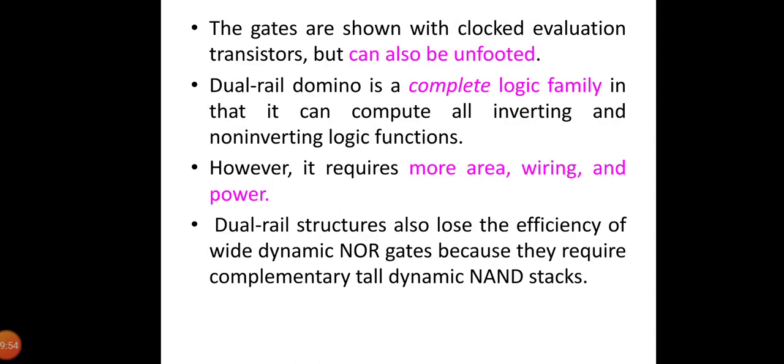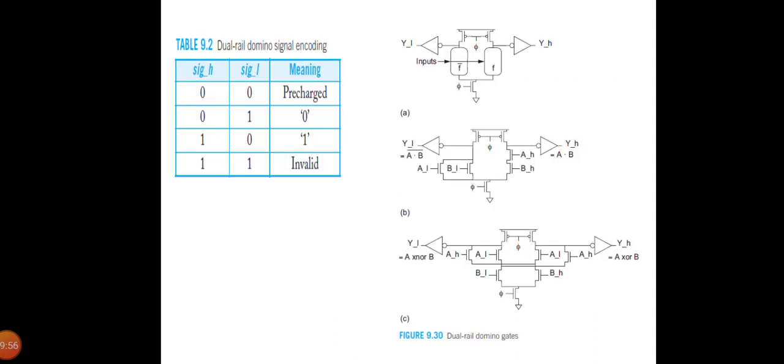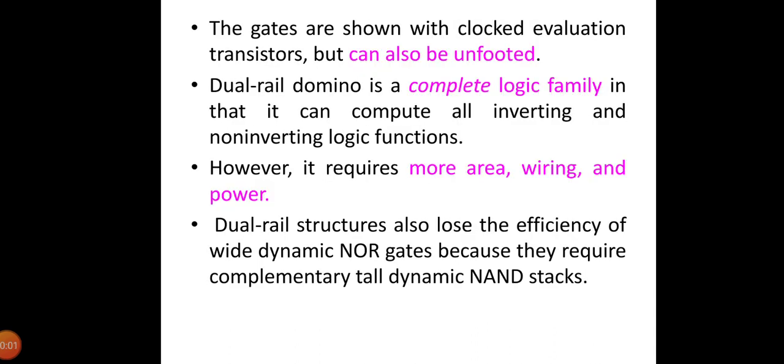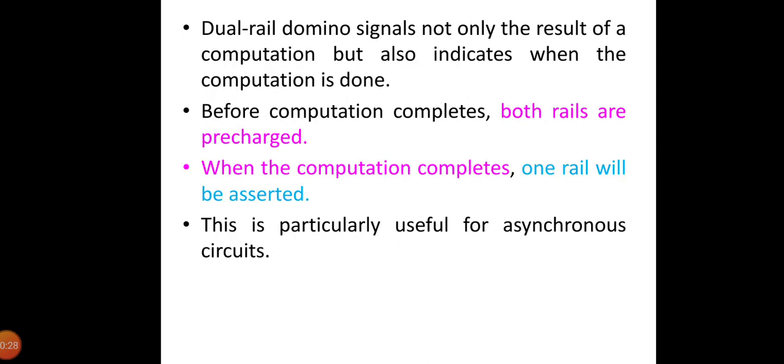So what you see here is the diagram of dual rail AND/NAND and XOR/XNOR gates. The gates are shown with clocked evaluation transistors but can also be unfooted. Dual rail domino is a complete logic family in that it can compute all inverting and non-inverting logic functions. However, it requires more area, wiring and power. Dual rail structures also lose the efficiency of wide dynamic NOR gates because they require complementary tall dynamic NAND stacks.